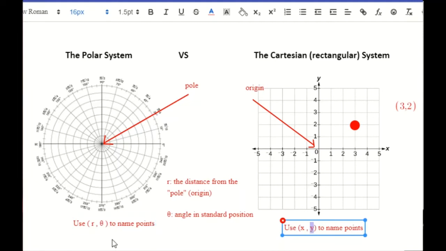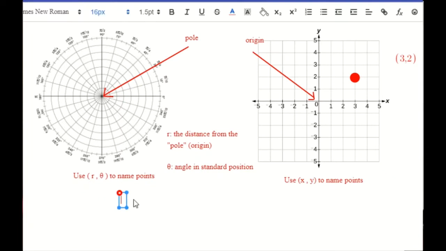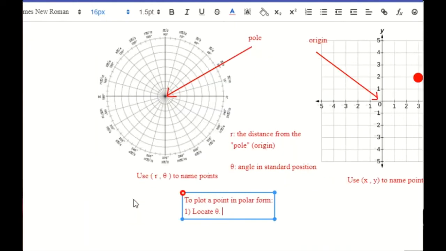So just something that's a little bit different here. As far as how to actually plot these points, and we'll go through some examples for sure, the very first step is, so let me write this out, to plot a point in polar form, you're going to first locate theta. So you're going to figure out where the terminal side of theta is. If theta is pi over 3, it's going to be along this 60-degree angle measure. So first you find theta, and then you move r units away from the pole in the direction of theta.